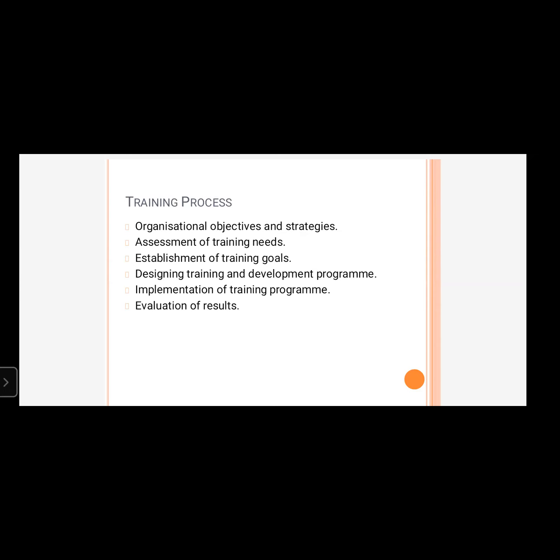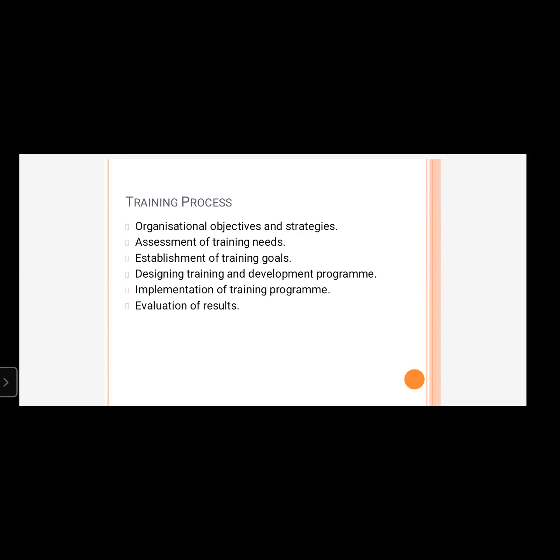Next one, designing training and development program. Once which type of training is to be given and what result is expected from the organization's point of view is set, then comes the fourth stage, designing training and development program. Those 5-6 training programs, which are to be provided to 50 people in the organization, now need to be designed. Training program for the lower level employees, development program for the upper level employees.